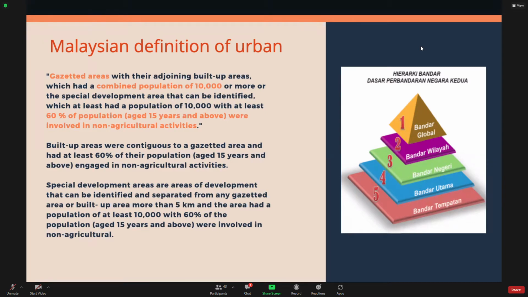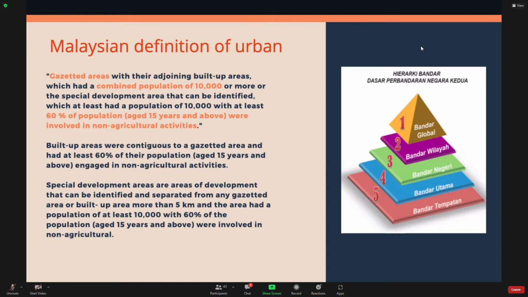So 10,000 or more, or a spatial development area that can be identified, which had at least a population of 10,000, with at least 60% of the population aged 15 years and above, and involved in non-agricultural activities. So this is the Malaysian definition. We have quite a few characteristics here. The urban area population must be 10,000 and above, and then we also identified that 60% of the population is aged 15 years and above. So we don't count children.